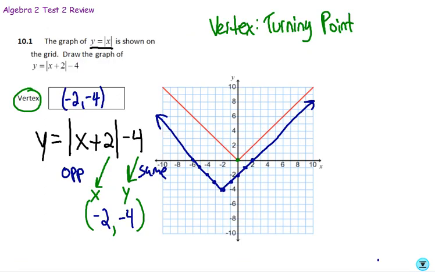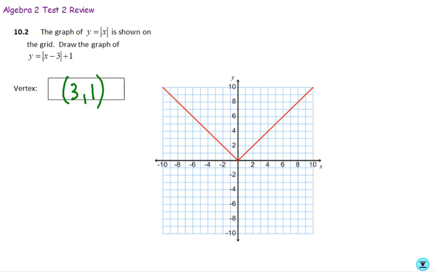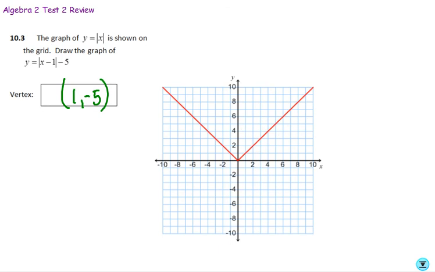All right, so 10.2, you should have a vertex of 3, 1, and 3, 1 would be a V from that point right there. Then the vertex for number 10 would be 1, -5. So you'd have a vertex at 1, -5, and the V would go out from there.